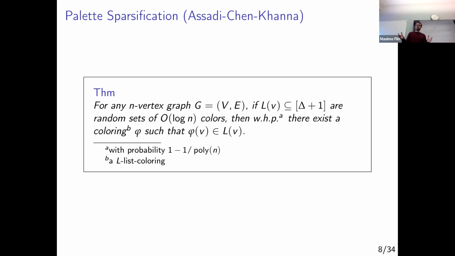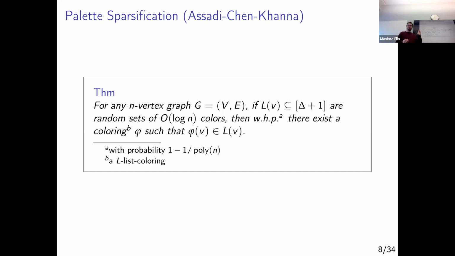And yeah, it sounds like a kind of an insane theorem. Like delta plus one, at the beginning, it's supposed to be easy because you have so many options, right? You always have one more color to choose from than neighbors. And what this theorem says is that actually, if you reduce your set of options to this very small set of log n colors, somehow the coloring still exists. It's very surprising when you just look at it like that.